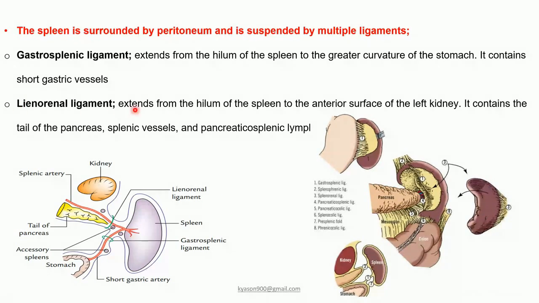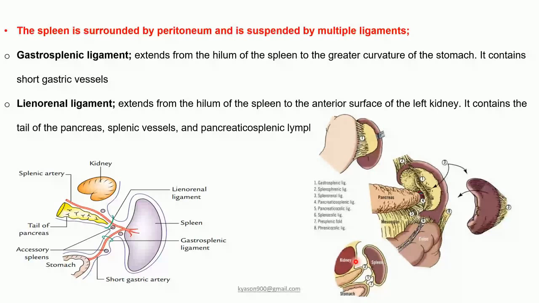It's going to extend from the hilum of the spleen to the anterior surface of the left kidney, okay, from the hilum of the spleen to the anterior surface of the left kidney. So you can see it here. This is the lienorenal ligament. You can also see it here. This ligament here is the lienorenal ligament extending from the spleen towards the anterior surface of the kidney.